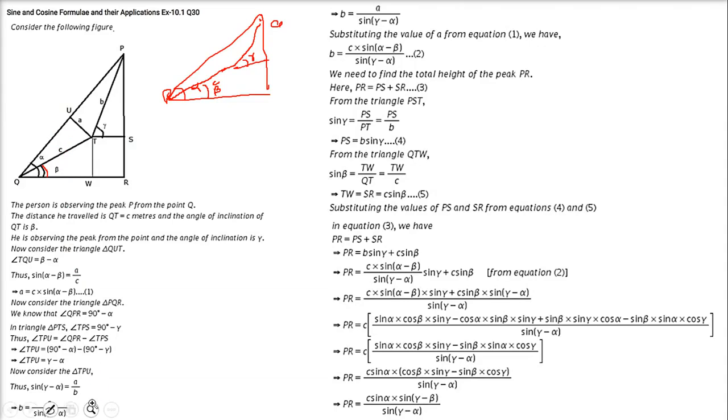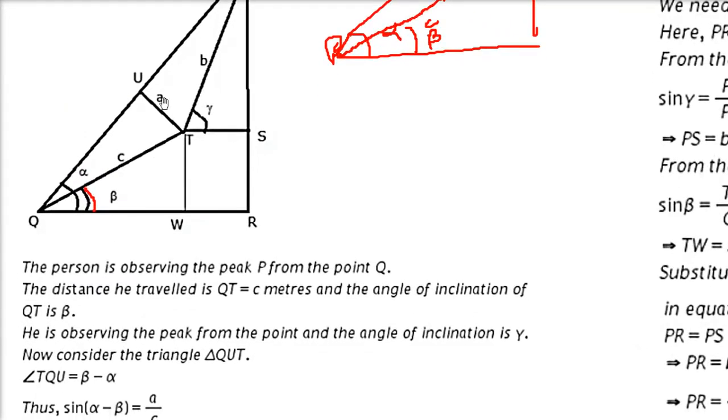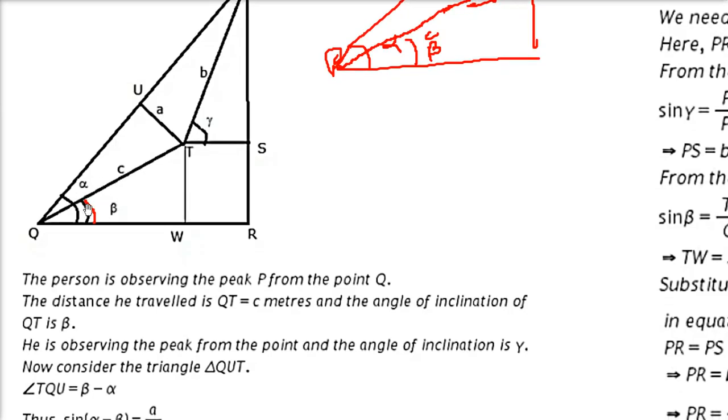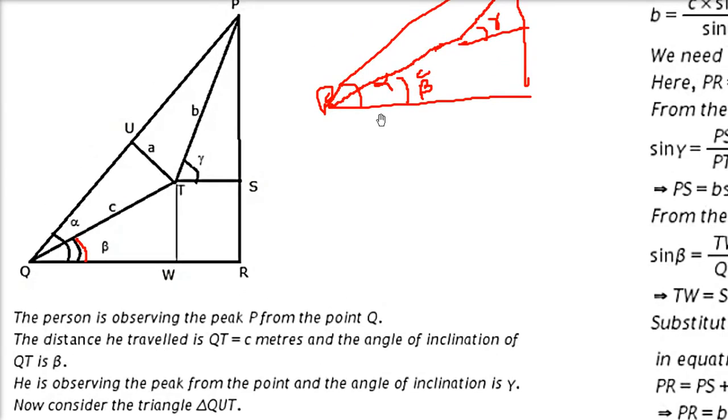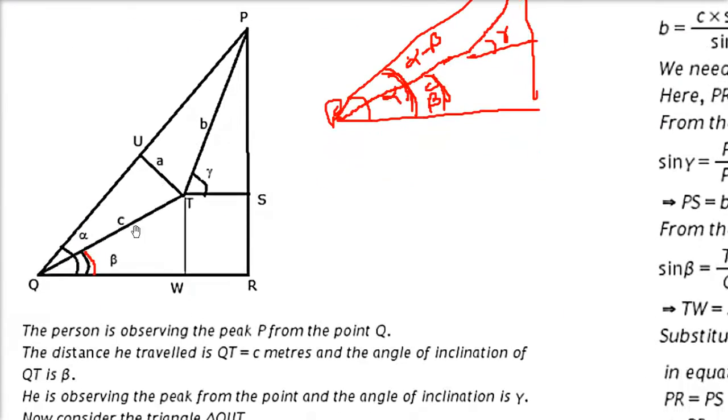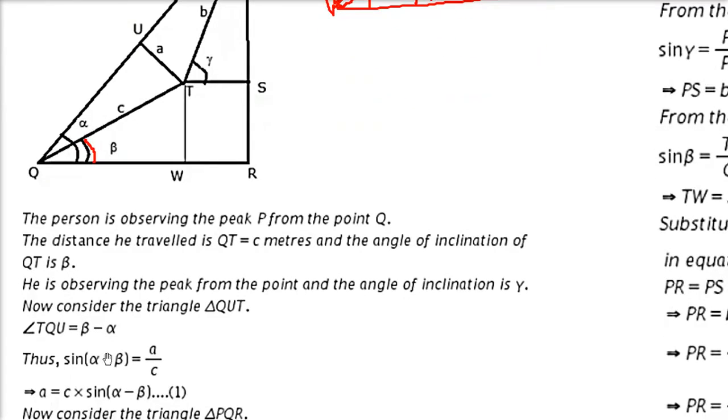Now let us see this triangle. First of all, take this TQU. What is this TQU? TQU is nothing but angle beta minus angle alpha. If we assume the total to be alpha, and this is beta, what will this one be? This will be alpha minus beta. So in this triangle TQU, this angle will be alpha minus beta.